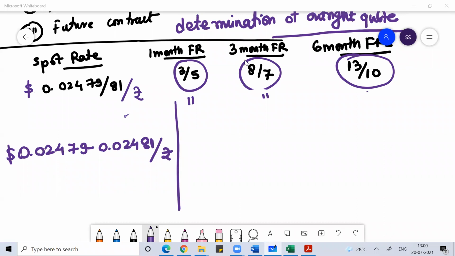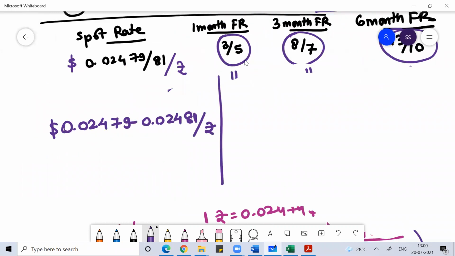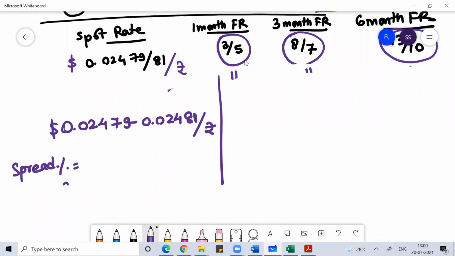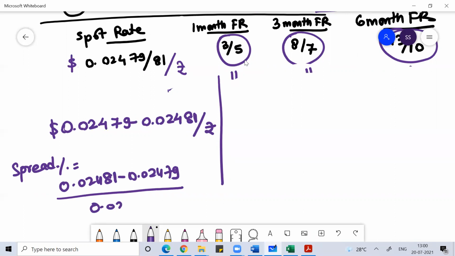So in your exam, 100% one numerical will come from this. If you want the spread percentage, you can easily find it. Your spread percentage here would be 0.02481 minus 0.02479, divided by 0.02481, into 100. This will give you the spread percentage.